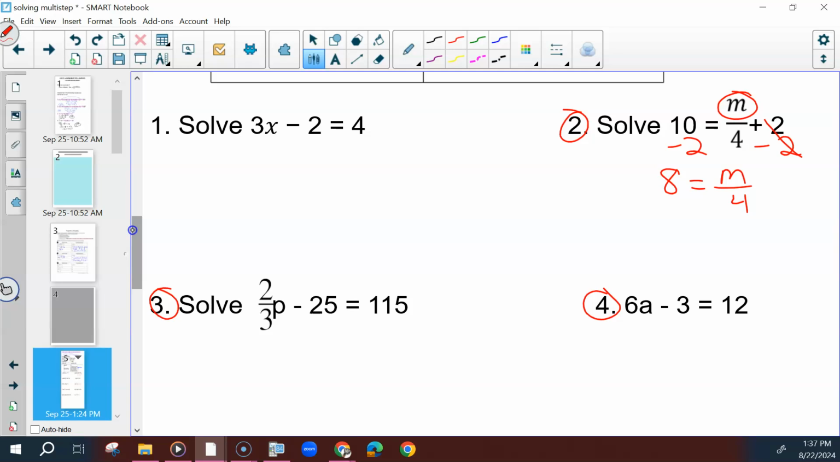Then how would we get rid of that 4? Multiply. Because right now it's being divided, so to undo that, multiply by 4 on both sides. So these really just cancel each other out, leaving us with 32. If I put that back in to double check myself, 32 divided by 4 is 8. 8 plus 2 is 10. It works. It's a quick way to double check yourself. All right, questions on 2?